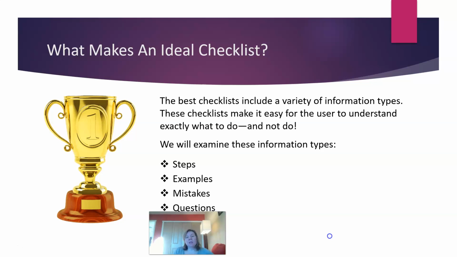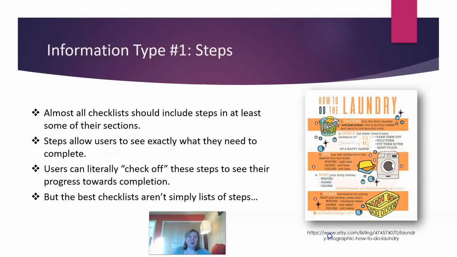So an ideal checklist actually includes a variety of information types. These make it easier for the user to understand exactly what to do and not do. We're talking about things like steps, examples, mistakes, questions, and details. So almost all checklists will include steps in at least some of their sections, so people can see what they need to do to complete and check off the steps.